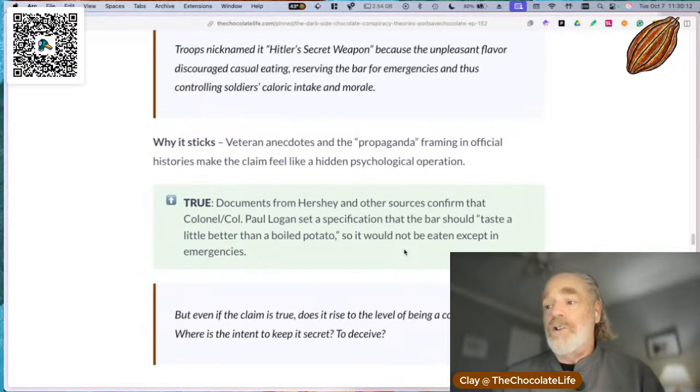The answer is no, it wasn't a conspiracy because it lacks all the elements of a conspiracy. It was not done in secret. It was not done to deceive. There's no documented collusion. Well, there was a specification within the government to Hershey to produce a bar that tasted a specific way, but that's not colluding, right? So is it a conspiracy? The answer is no, it's not a conspiracy. What I may do is change the color scheme and the little icon here to say this is a wash because it's not a conspiracy, even though the claim is true.